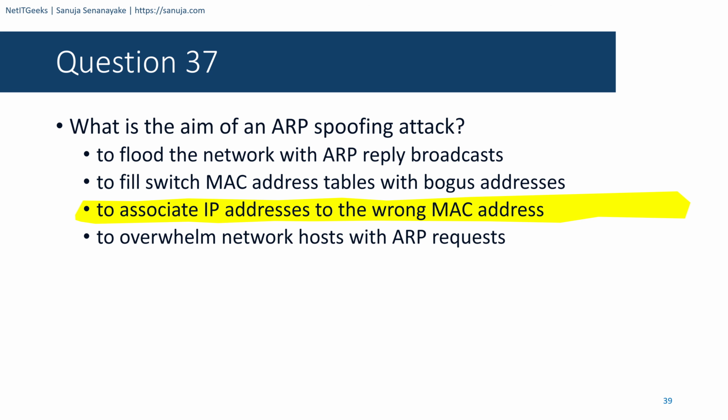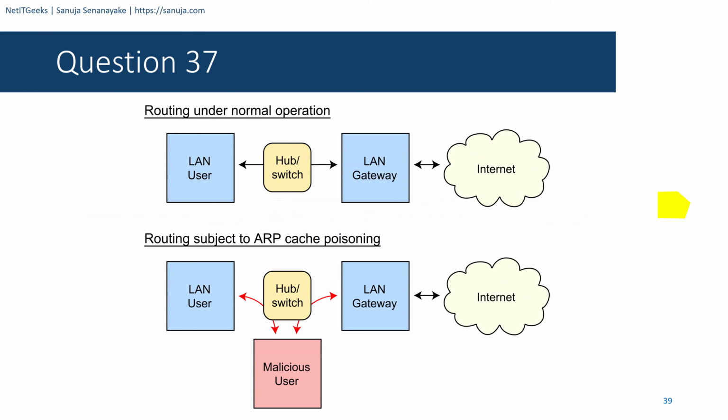Next, the main aim of the ARP spoofing attack is to associate IP addresses to the wrong MAC address. The IP address is a valid IP address in the network, but the ARP spoofing will spoof what the real MAC address should be, and then the attacker can gain access to your network, because they can now use that spoofed MAC address to capture packets and spy on your network, etc.